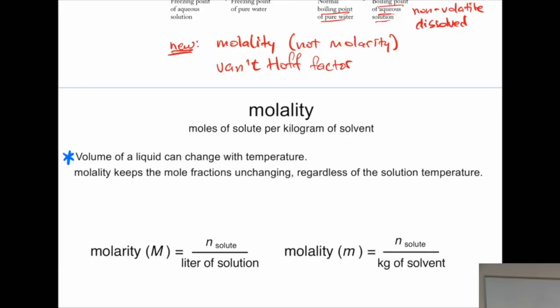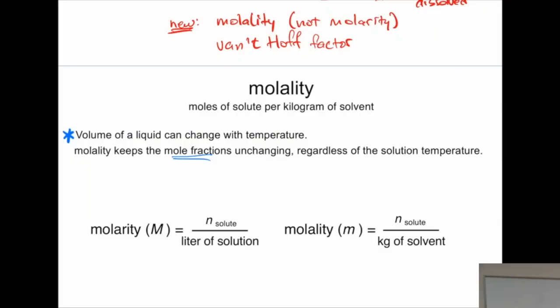Volumes will change with temperature. And what are we doing with boiling point elevation and freezing point depression? We're changing the temperature. Okay? So if I started with 1 liter of solvent at 25 degrees Celsius and I raise that up to 100 degrees Celsius, it's no longer 1 liter. All right? It's actually gotten larger. The volume actually changes with temperature. So we can't use molarity, we need to use molality, because it keeps, now we already learned about mole fractions, it keeps them unchanging. So let me show you that by example.